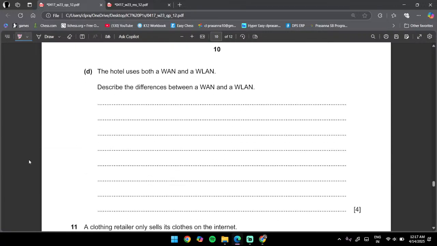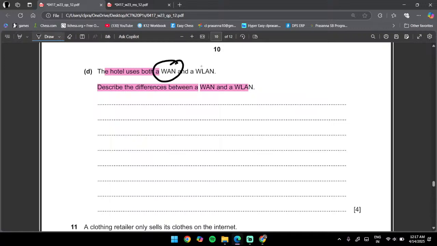The hotel uses a WAN and a WLAN. Describe the differences between a WAN and a WLAN. I love questions when they just give it to us like this, like what is a WAN, what is a WLAN? Because out of the 4 marks, I can easily get 1 mark for saying that WAN stands for wide area network. My second mark for saying that WLAN stands for wireless local area network.